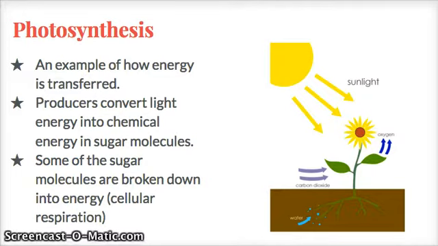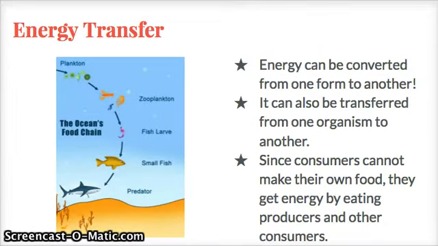Some of these sugar molecules are broken down into energy using the process of cellular respiration, which is what we've talked about for quite a while. Energy, like I said, can be converted from one form to another, but it can also be transferred from one organism to another. So, since consumers cannot make their own food like producers, like plants, they have to get their energy by eating producers and other consumers. And to be able to use that energy, their bodies have to perform cellular respiration.